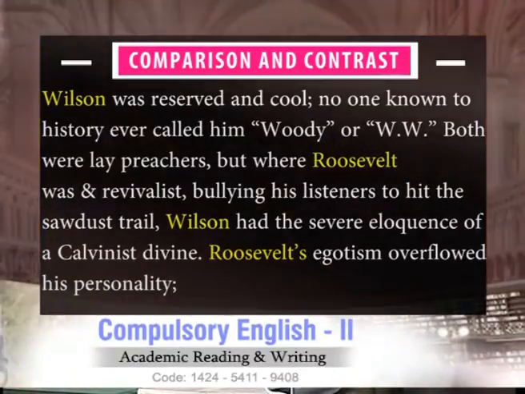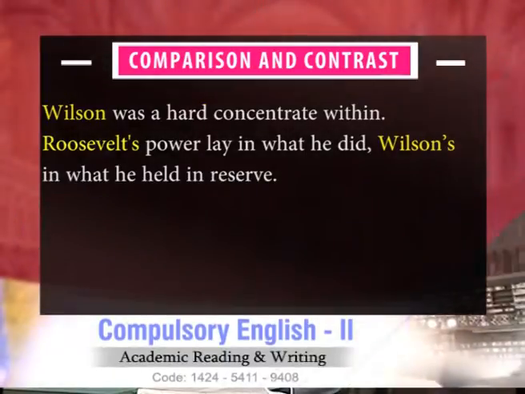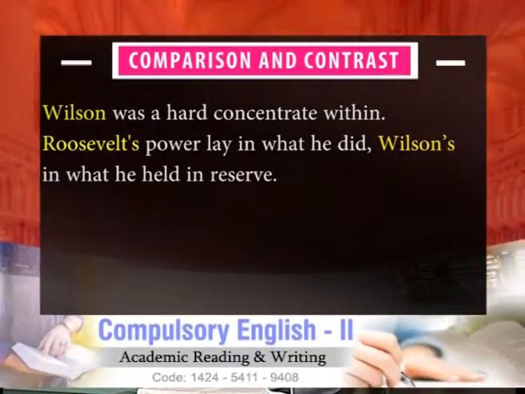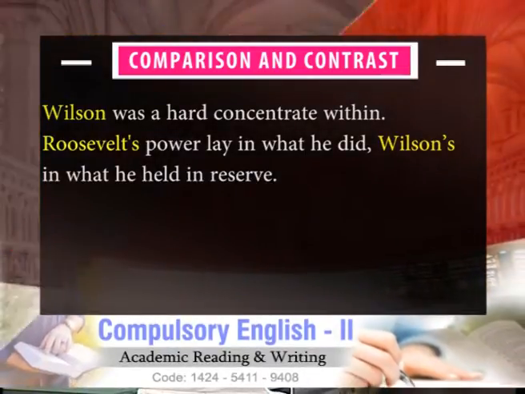Roosevelt's egotism overflowed his personality. Wilson's was a hard concentrate within. Roosevelt's power lay in what he did, Wilson's in what he held in reserve.